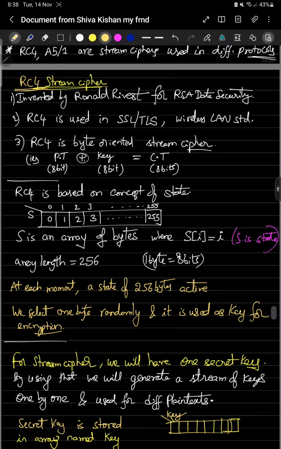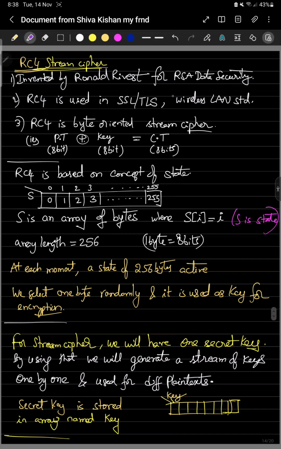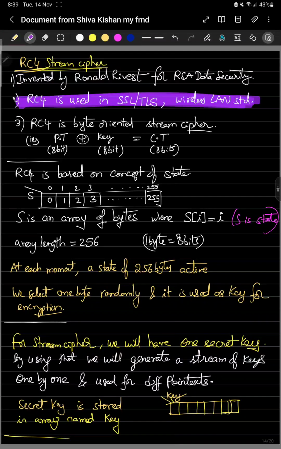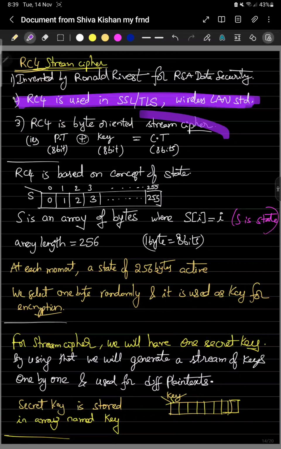So first step, it is invented by Ronald Rivest. It is used in SSL and TLS. Just remember that it is used in SSL, and SSL means Secure Socket Layer, and TLS. Now RC4 is a byte-oriented stream cipher. Byte-oriented stream cipher means, see, I told you that in a stream cipher our major concern is the key generation. So byte-oriented means our key size is 8 bits.